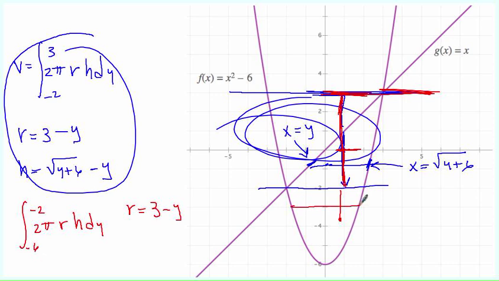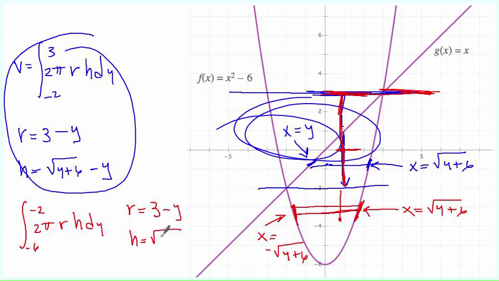What changes is this part, because this is x, and this is another x. What is this x? This x is square root of y plus 6, and this x is negative square root of y plus 6. So it's this minus this part. So h equals square root of y plus 6 minus the next one, which is negative square root of y plus 6. Okay, in a clean area it is this part.